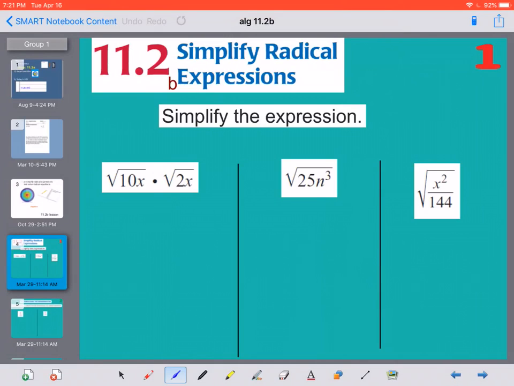Hello everyone, today we are starting 11.2b. Again, we are simplifying radical expressions. So the first three problems here are just a review of what we did yesterday.